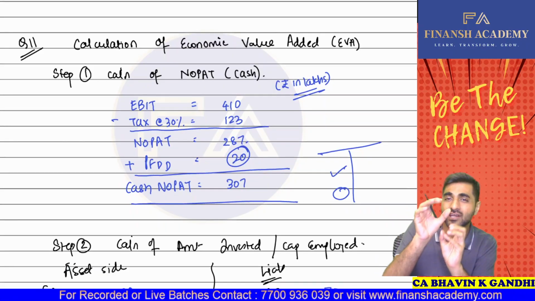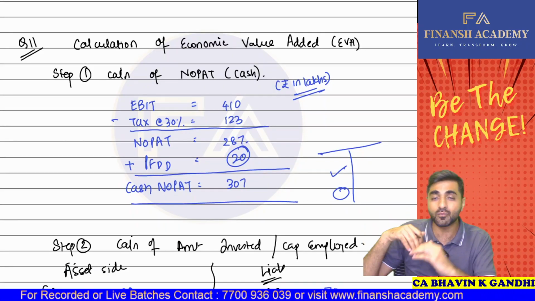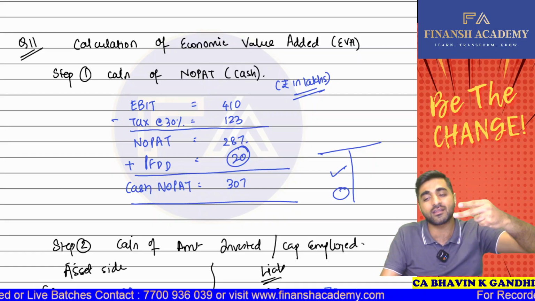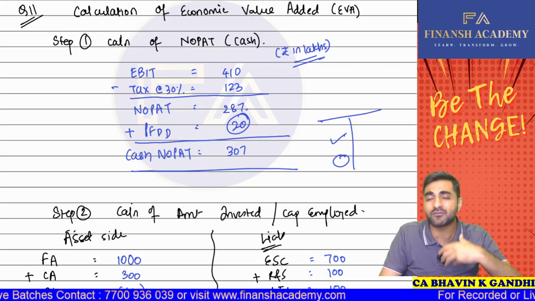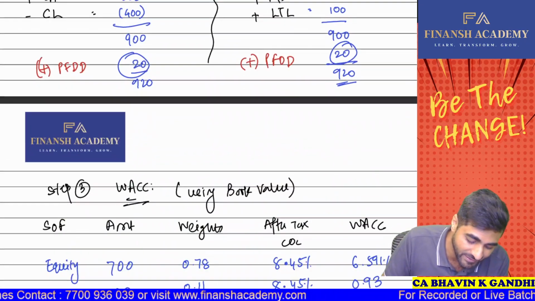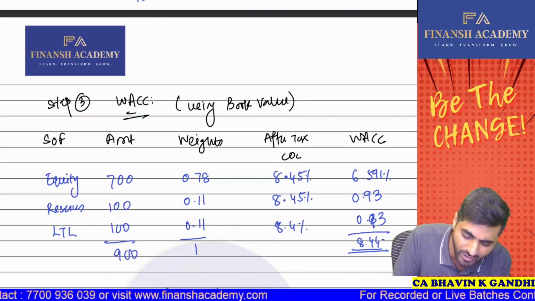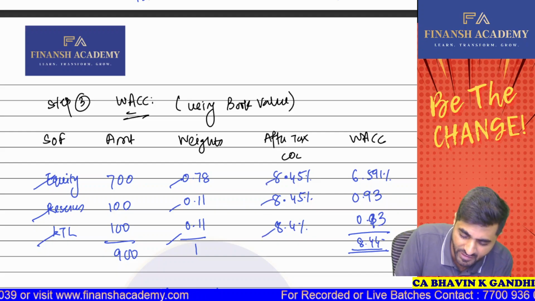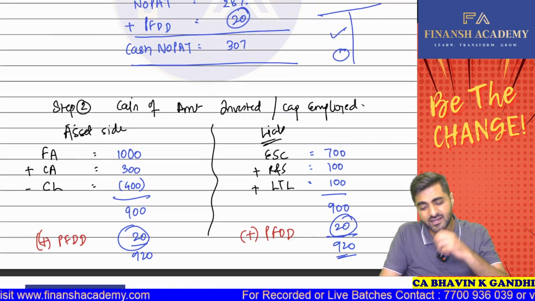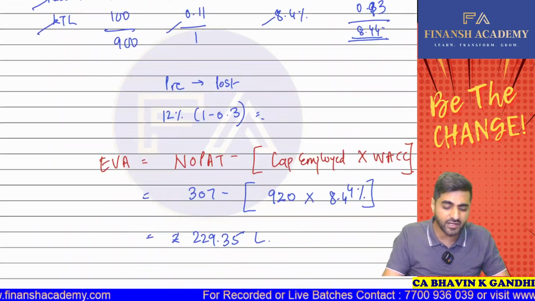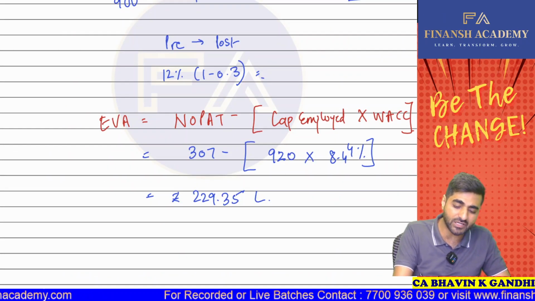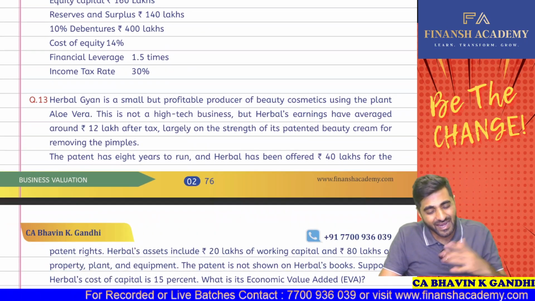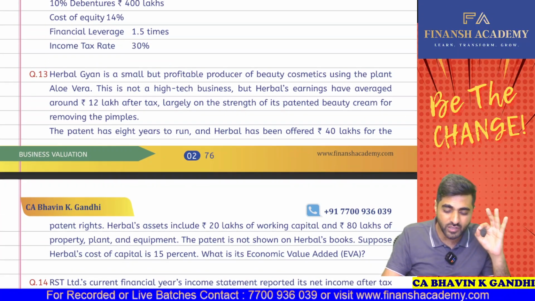Similarly, the debtors which were recorded were net of PFDD. So because we are adding the PFDD in the second step, in the first step we also have to add the PFDD in your calculation of debtors. Okay, so we have to add that. And then we are required to calculate your WACC. So here we have equity, reserves, long-term loans, their weights, and their after-tax cost. Ultimately we'll be calculating the economic value added, which is NOPAT minus capital employed into WACC, which comes to 229.3.